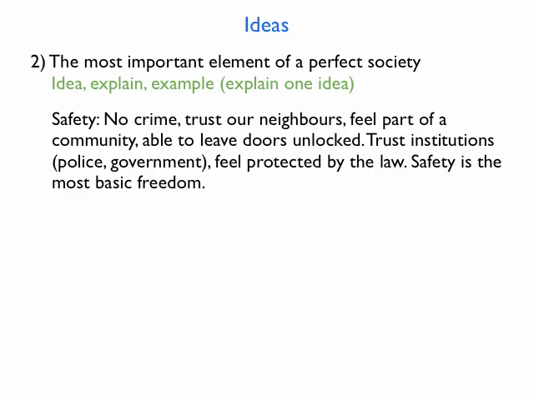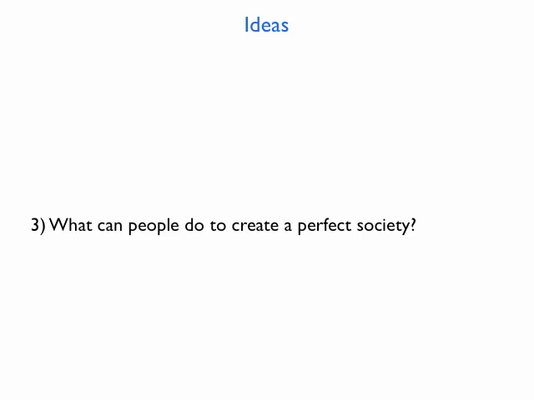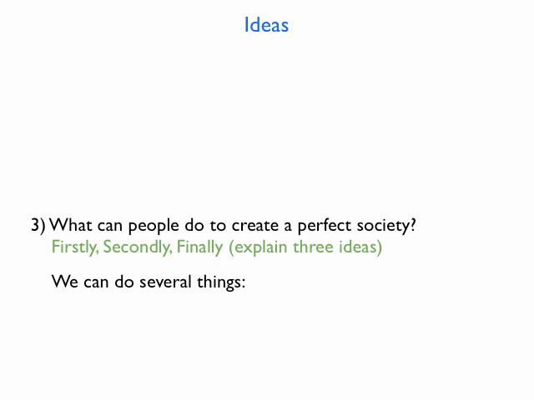Now let's plan paragraph 3. What can people do to create a perfect society? For this paragraph, I think it would be easy to use a firstly, secondly, finally structure to explain 3 different things that people could do. So I'd start by writing that we can do several things.